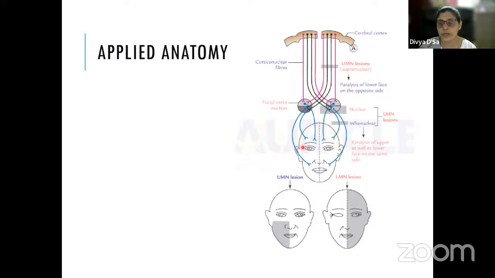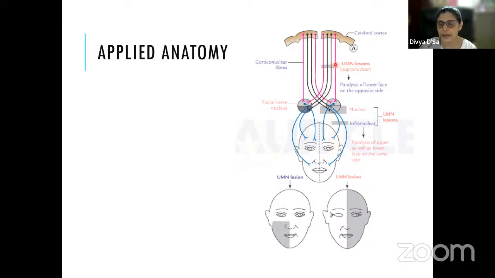Okay, so now if there is a lesion, upper motor neuron lesion means what? As the name says, it is supranuclear, so before it comes to the nucleus. So here now the left fibers, there is a lesion here, upper motor neuron. Anywhere during its pathway, before it reaches the nucleus, there is a lesion.